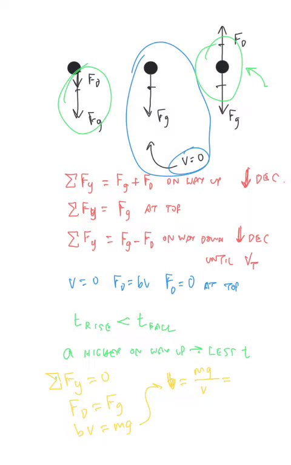M is 2 and g is 10, so mg is 20. V is the terminal velocity, which is 40, so b is equal to 0.5. The units of b: on the top we have a force, that's units of newtons, and on the bottom we have a velocity, which is units of meters per second. If you break down the units of newtons into kilogram meters per second squared, a bunch of stuff cancels out, and you just end up with units of kilograms per second.